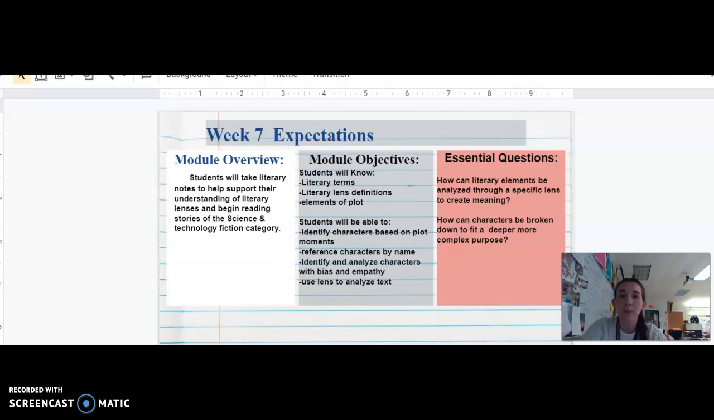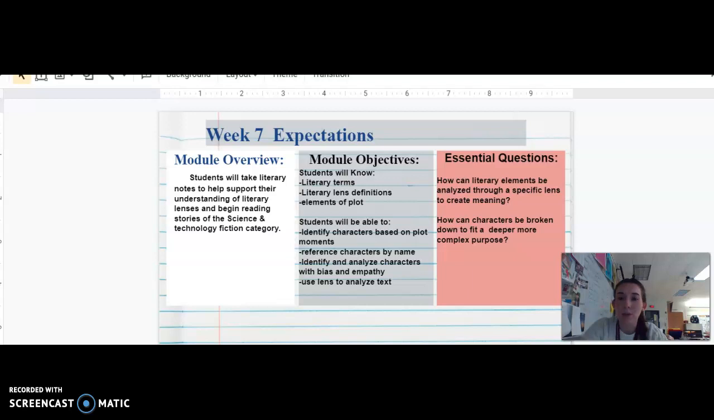As far as this module for Week 7, our overview is that students are learning to continue to use their literary lens notes to help support their understanding of different literary lenses and begin reading stories of the science and technology fiction category. So we are going to continue on now looking at some new content as far as science and technology, and we are going to continue to use the different literary lenses that we have.